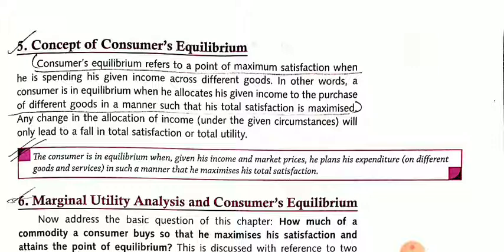Because, as we all know, the motive of the consumer is to earn maximum satisfaction, and the motive of the producer is to earn maximum profit. So the consumer is in equilibrium when, given his income and market prices, he plans his expenditure on different goods and services in such a manner that he maximizes total satisfaction. Then it is known as consumer's equilibrium.